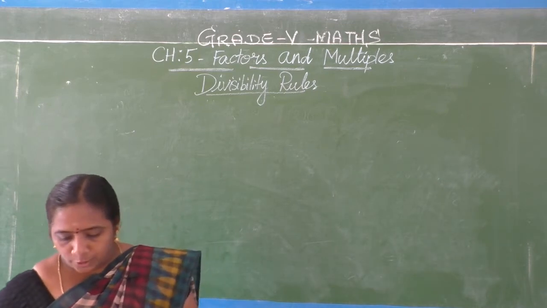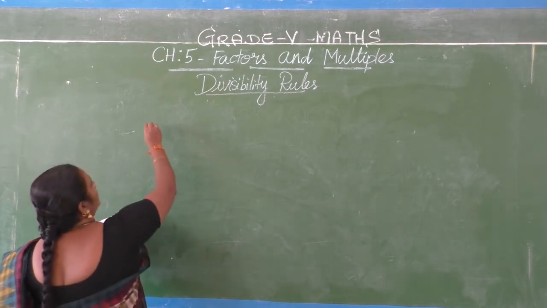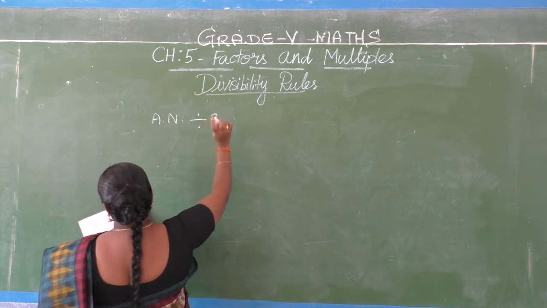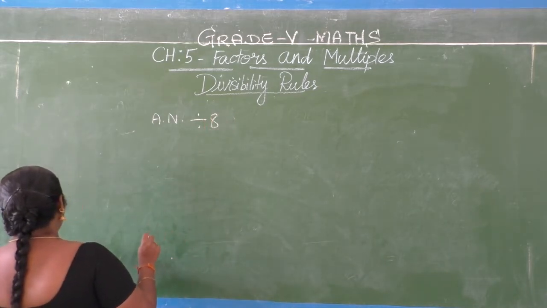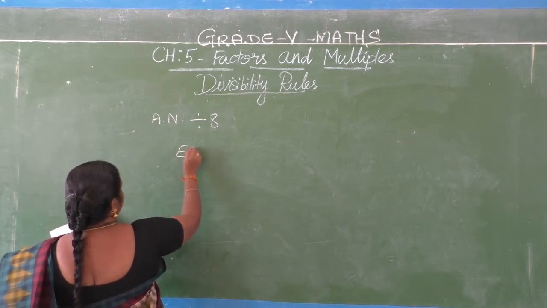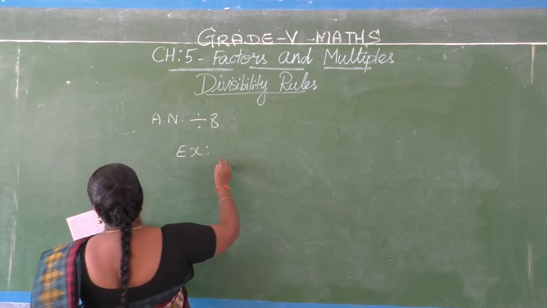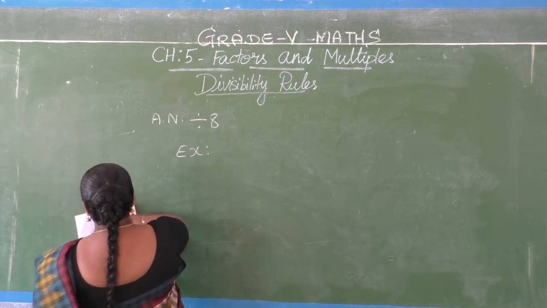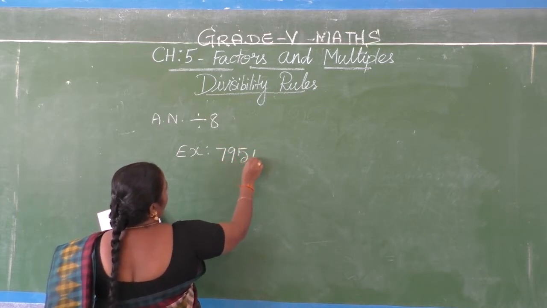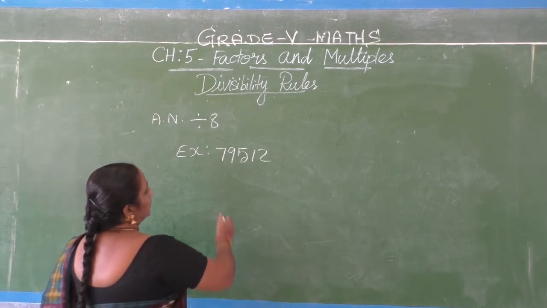Okay. Then next rule, divisibility by 8. So what is the rule? If the number formed by the digits in the hundreds, tens and ones place is divisible by 8, then that whole number will be divisible by 8. See, I will prove it through an example.